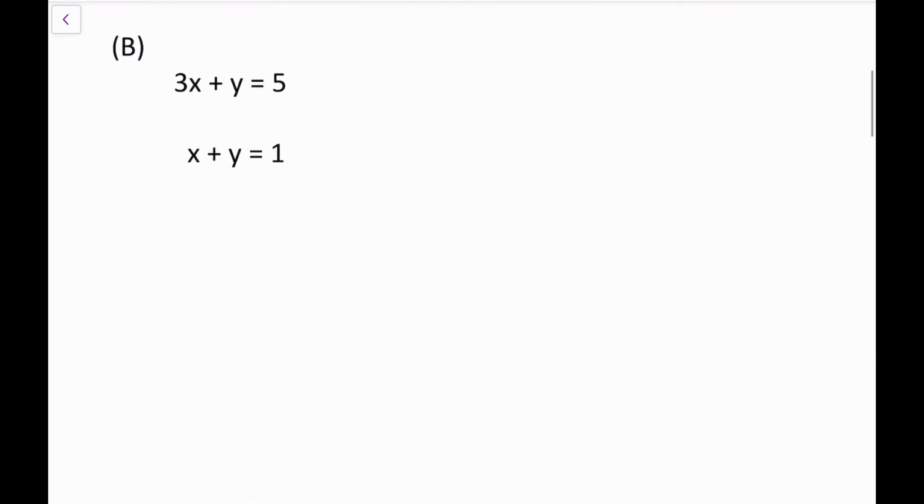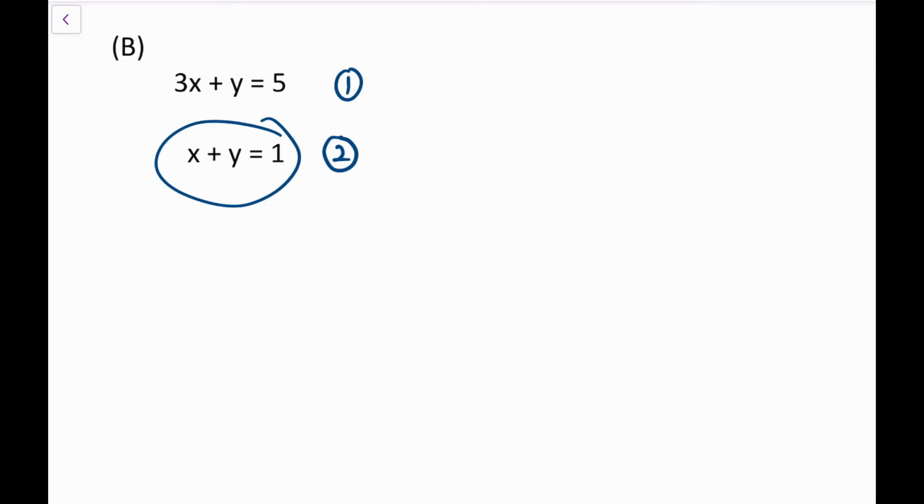In question B here, I've got 3x plus y equals 5 and x plus y equals 1. First thing we do, let's label these equations: equation 1 and equation 2. Now, I did say in the first example that I need to make one of the variables, either x or y, the subject in one. That is my first step after labeling the equations. So I could either change this one to get x or y by itself, or this one to get x or y by itself.